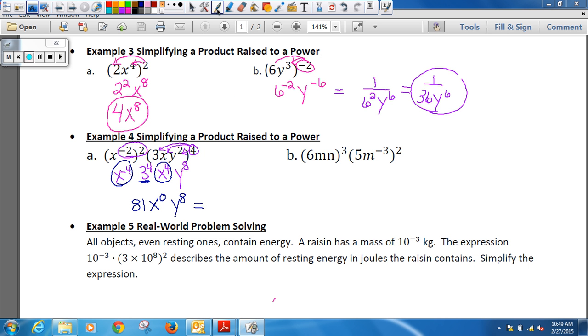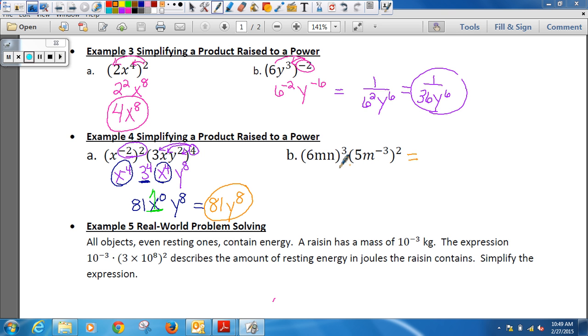Then you must remember anything to the 0th power equals 1. So 81 times 1 gives me simply 81. And then y to the 8th stays y to the 8th. So my answer is 81 y to the 8th.